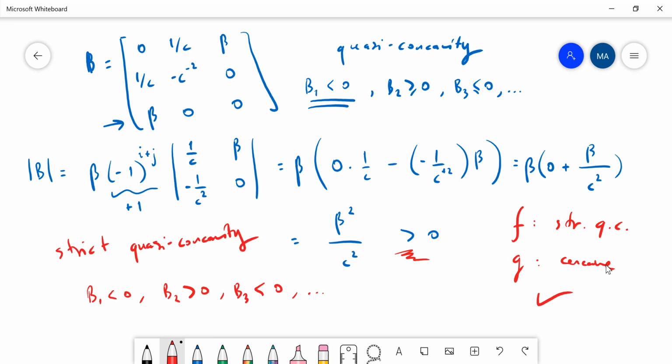Okay? In general, I recommend directly checking quasi-concavity, not concavity. Now, of course, there are other conditions, right? Remember our other conditions. Remember theorem 2.4.